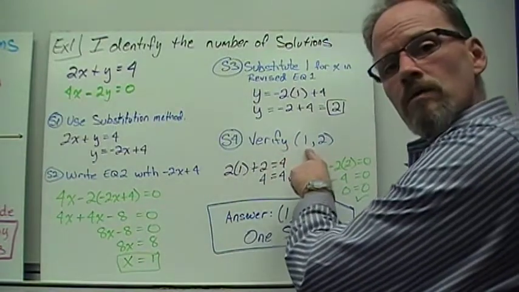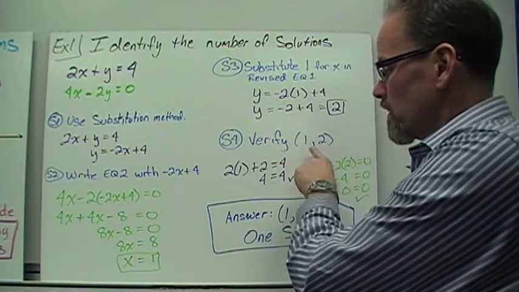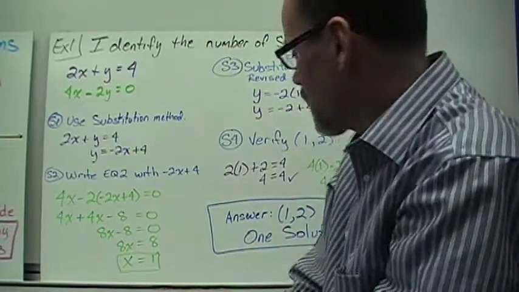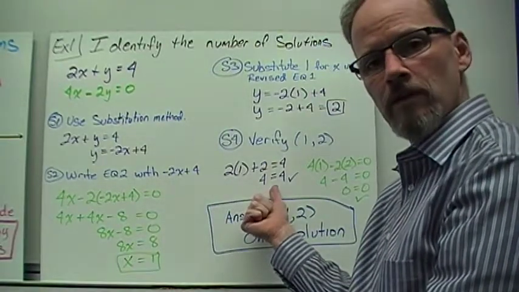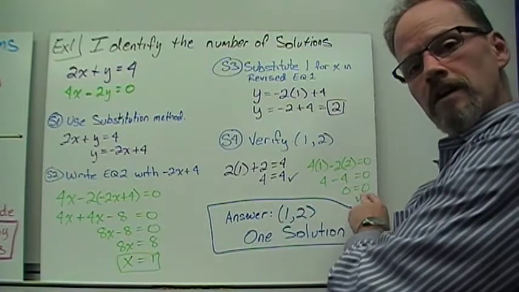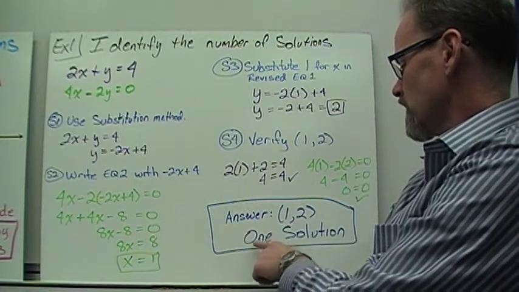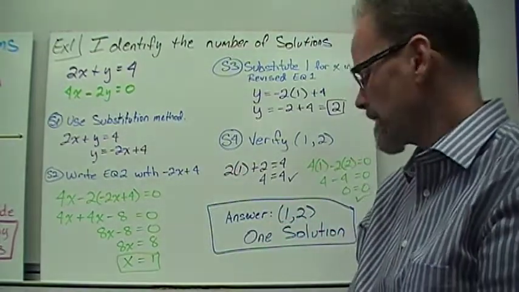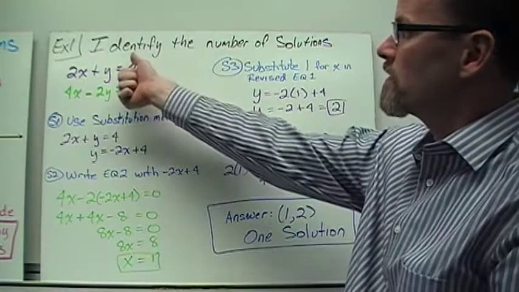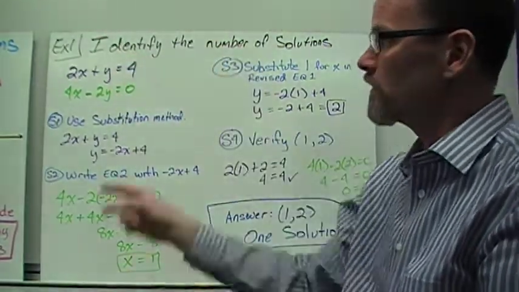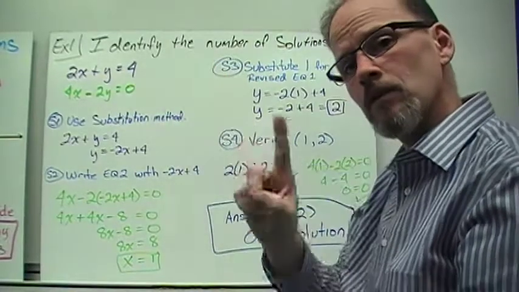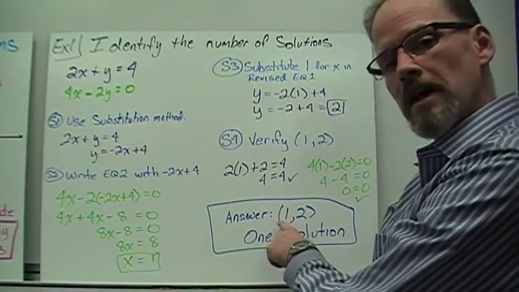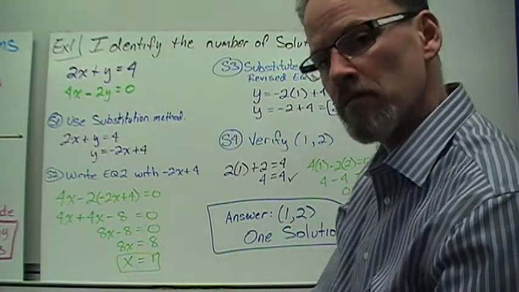I'm going to verify that the solution 1, 2 actually does work. I'm going to just plug them back into the original equations there. And when I plug them in, I do find out that 4 is 4 here, and 0 is 0 over here, and that the answer is one solution, and the solution is 1, 2, x and y. So the answer to identify the number of solutions of this linear system right here is 1. One solution works. They cross at coordinate 1, 2. Positive 1, positive 2.